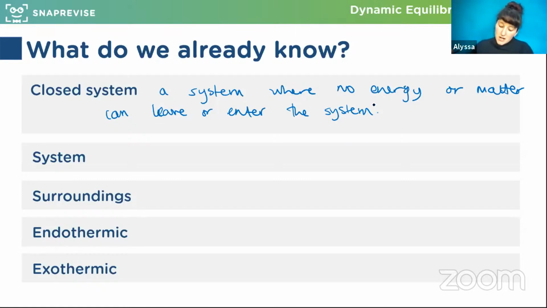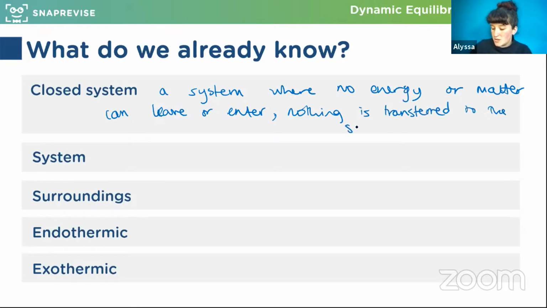So a closed system is a system where no energy or matter can leave or enter. Actually, I don't need to put the system on the end, do I? That doesn't make sense. Where nothing can leave or enter, nothing is transferred to the surroundings.